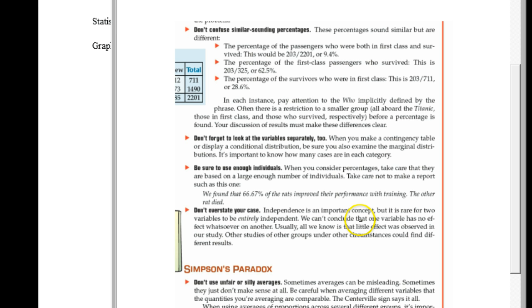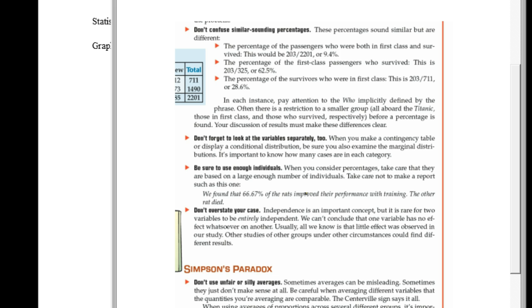Okay? And don't overstate your case. Independence is an important concept, but it's rare for two variables to be entirely independent. We can't conclude that one variable has no effect whatsoever on another. Usually all we know is that little effect was observed in our study. Other studies and groups under other circumstances could find different results. Okay? And do not use unfair or silly averages.